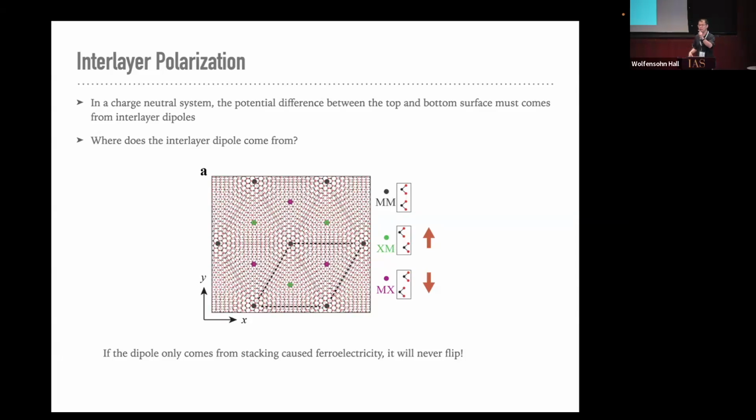But if this is really the only contribution, then the pseudo-spin would never flip. As you change your twist angle, you are making the distance between XM and MX larger and larger, but the local stacking would always be the same. So the dipole moment due only to this kind of stacking ferroelectricity cannot change. So there must be a competing mechanism. Where does it come from?